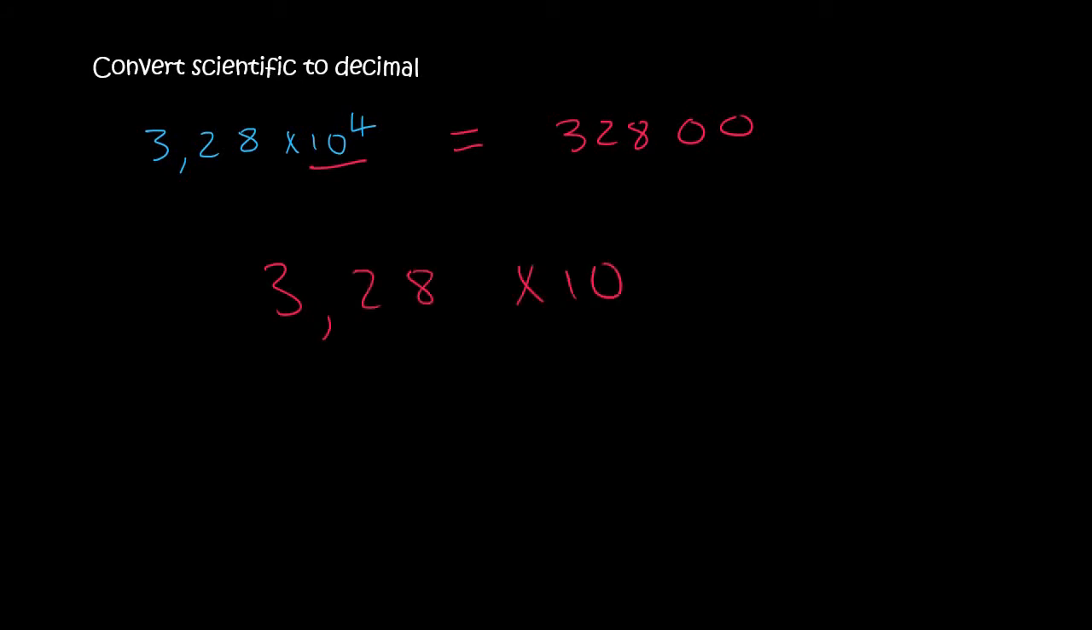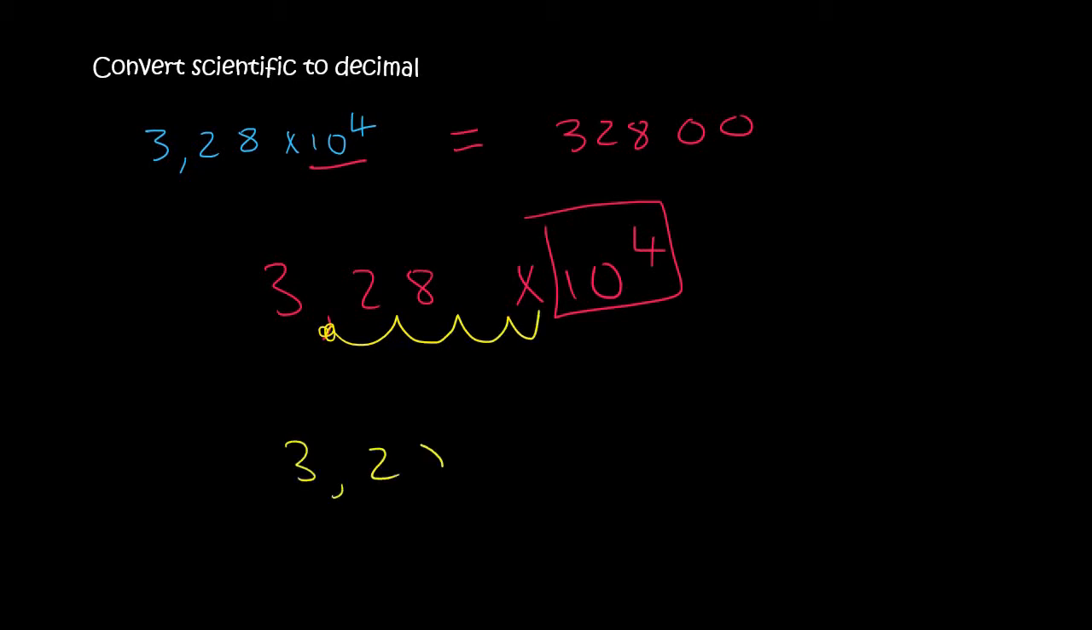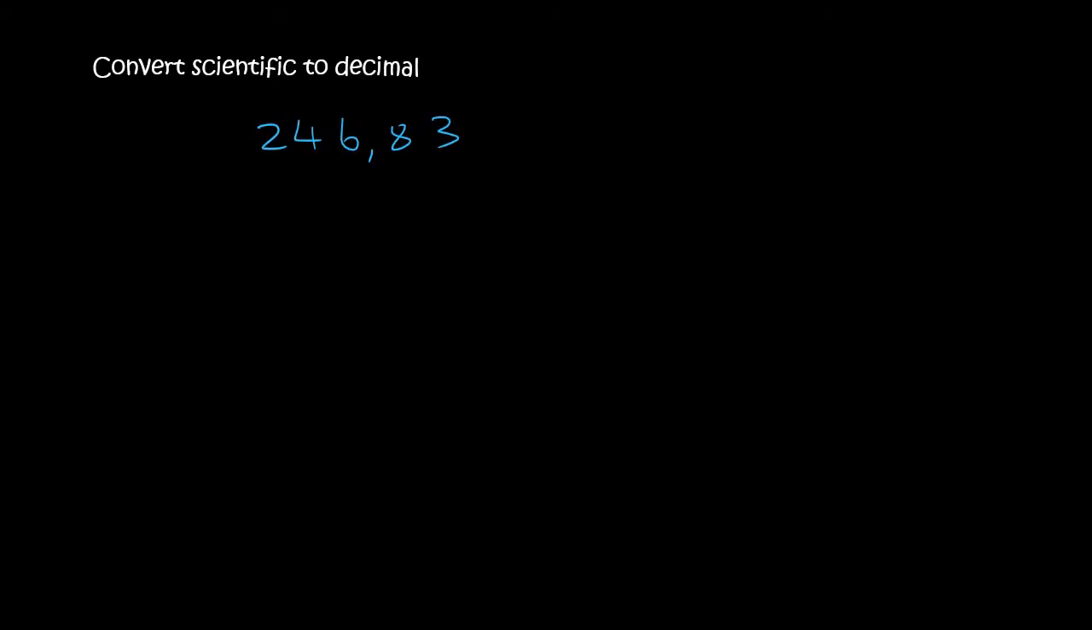3,28 times 10 to the 4. When you times 10 to the 4, it means you are going to move the decimal place 4 places to the right. So it's 1, 2, 3, 4. In those empty spots, you would have to fill in 2 zeros. This over here is a decimal number. It's not a scientific number because it doesn't have a times 10 part at the end.